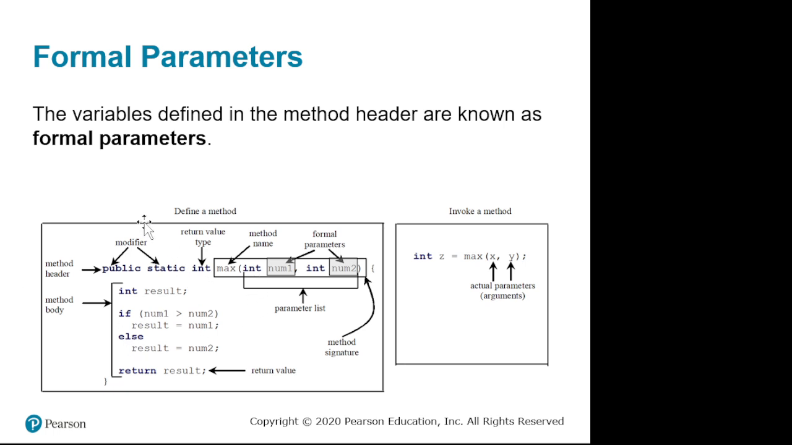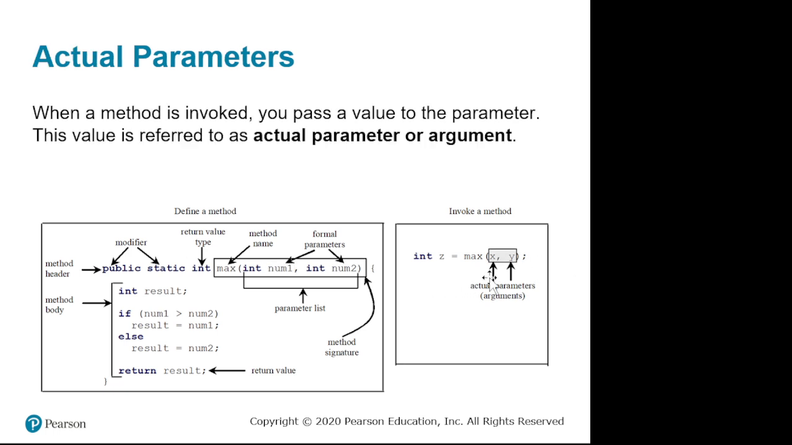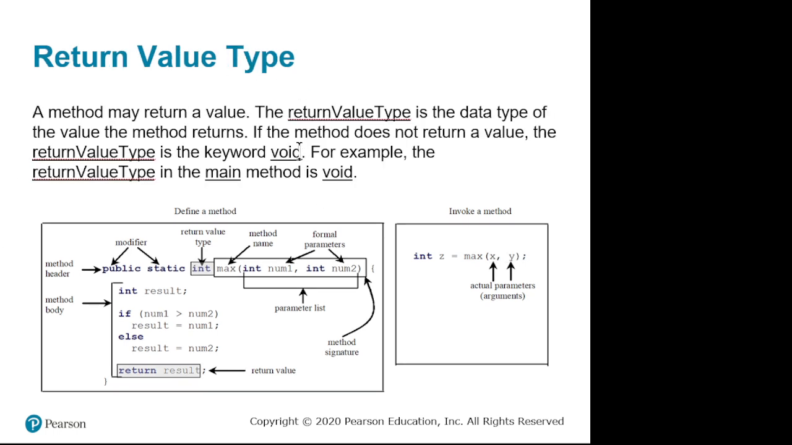Now, the variables in the method header are called the formal parameters. And they are what values are accessible inside of the code block for the method. The actual parameters are the values that we pass inside of the program. And then the return type value has to be passed back out of the program.